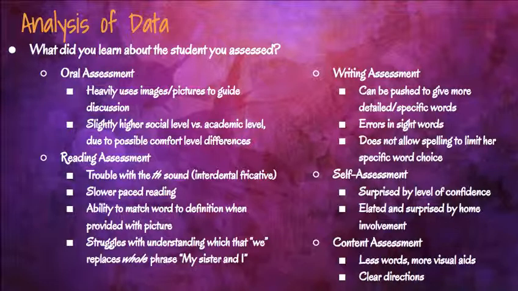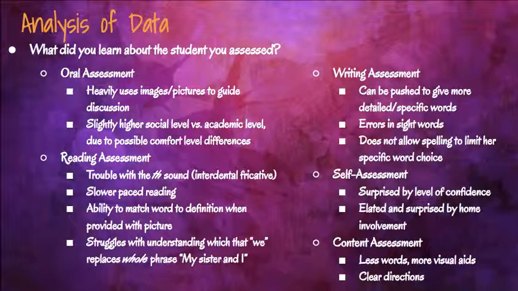For the reading assessment, I learned that she had trouble with the TH sound, the interdental fricative. She has a slower paced reading, so some things I can work on there. And she has an ability to match the word to definition when provided with the picture. So again, I'm going to try to push her a little bit further to make those connections. She struggles with understanding that "we" replaces the whole phrase "my sister and I," not just the 2 subjects, so things to look forward to.